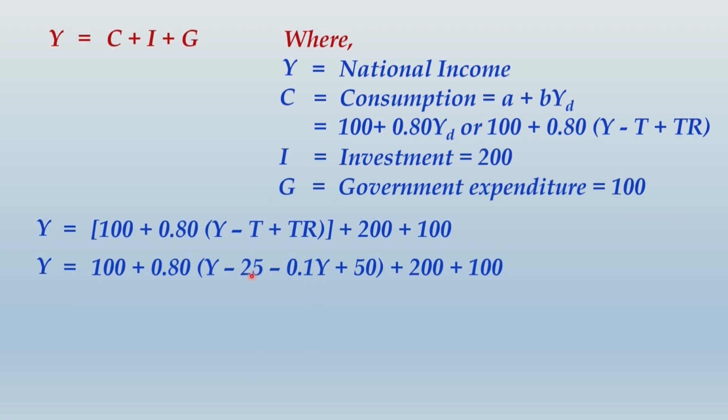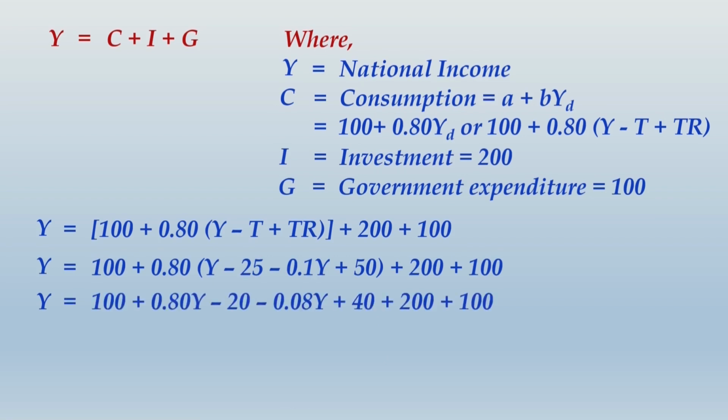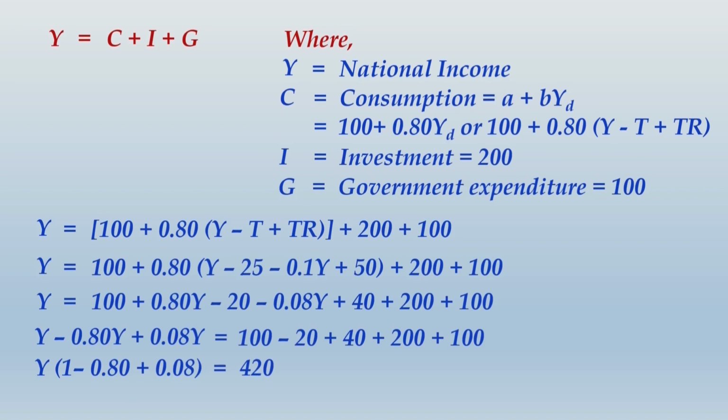So don't forget, both of these aggregated will become T, but T was with minus sign. So both of these components will also be with minus sign. You just have to solve this equation, and what you get as the value of Y will be 420 divided by 0.28, that is 1500. That will be the end of this solution. So please take note of this. That will be the end of this solution as well as the end of this particular session.